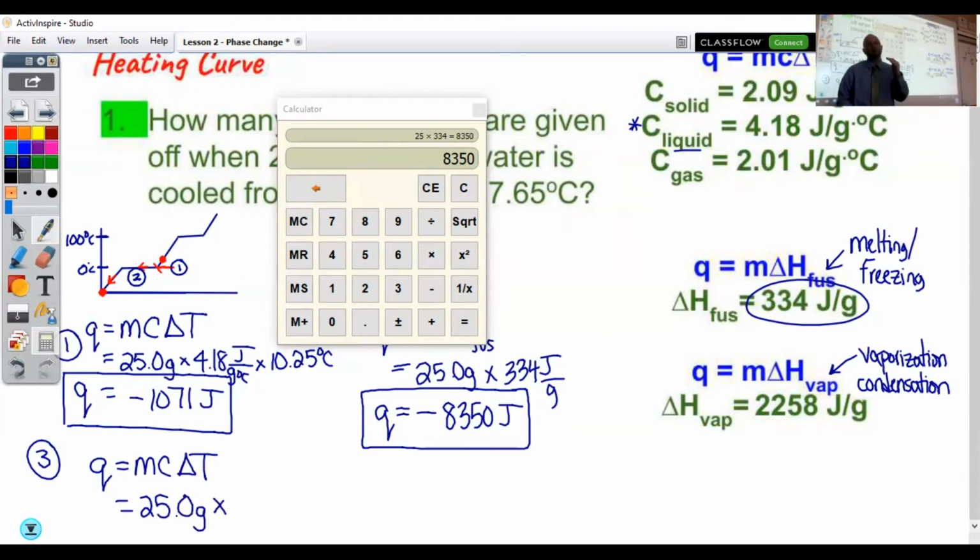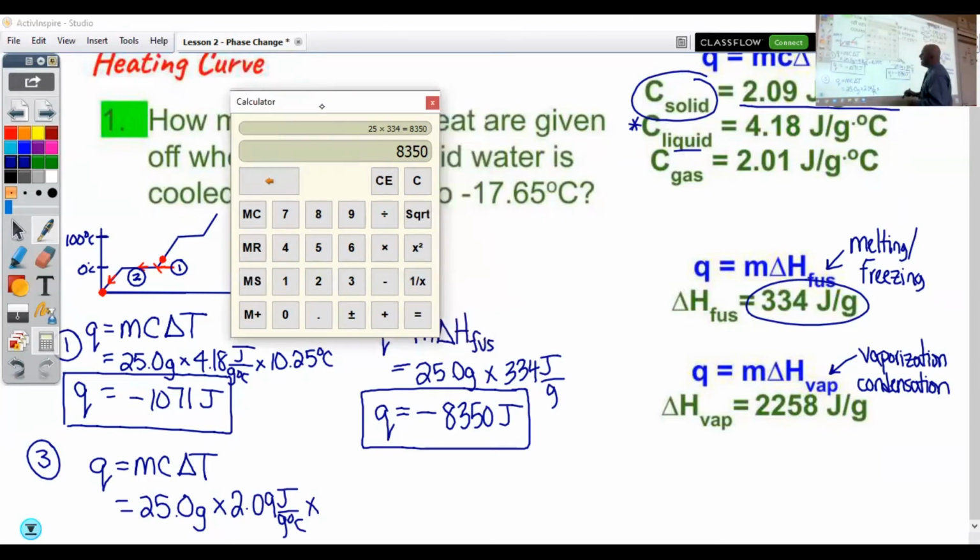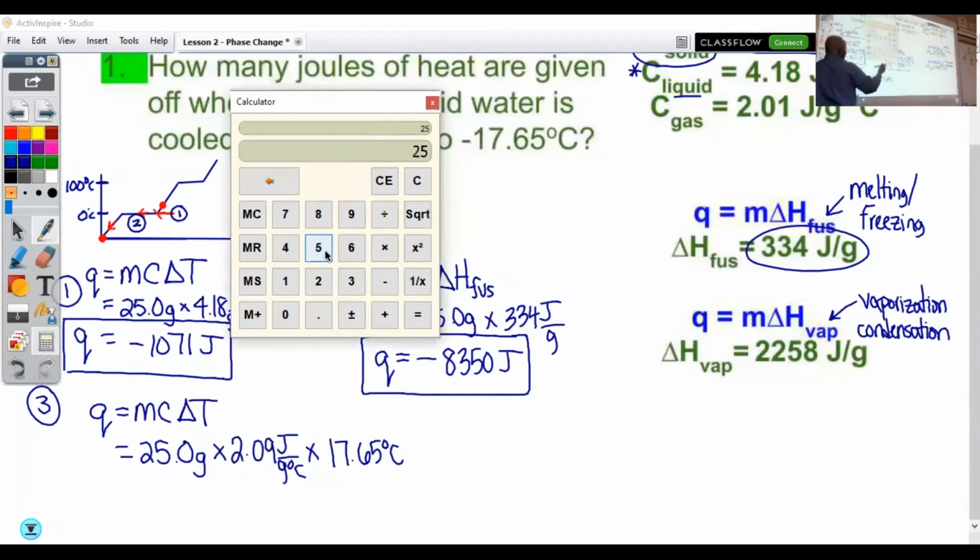In this case, because now we are looking at water as a solid, we have a different value for C when water is a solid. So in this case, it is 2.09 joules per gram degrees Celsius. And finally, our temperature change, which started off at 0 and has now dropped down to negative 17.65, that's a change in temperature of 17.65 degrees Celsius. So I can type all of this into my calculator. So 25 times 2.09 times 17.65. So I get a value for Q. Once again, Q is negative 922 joules.